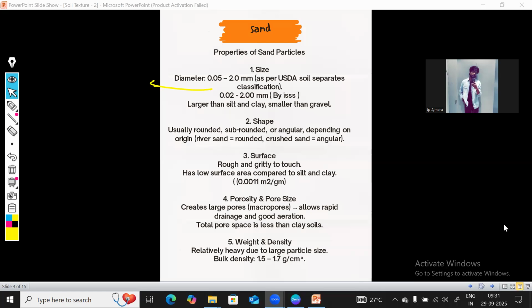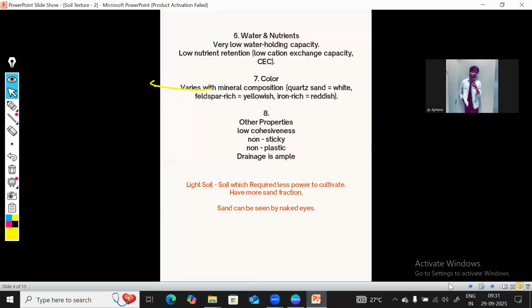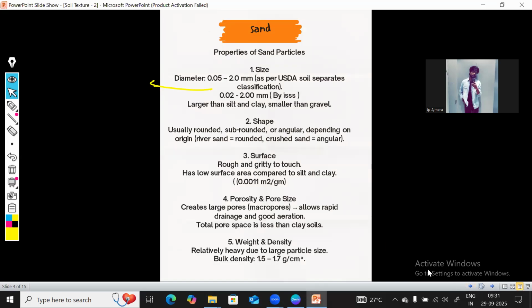Talk about the basics, right? Sorry for getting off track. Okay, so diameter or size we discussed: larger than silt and clay. Yes, we already know this. Sand is the larger one. Sand is bigger in size, then silt, then clay. Correct.